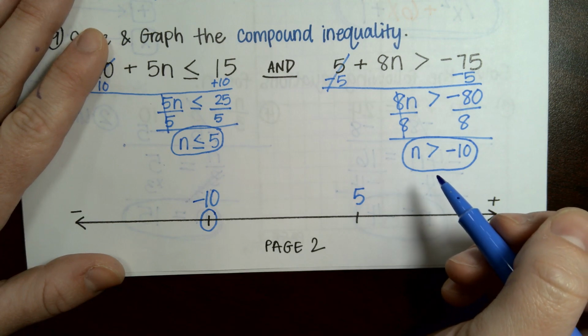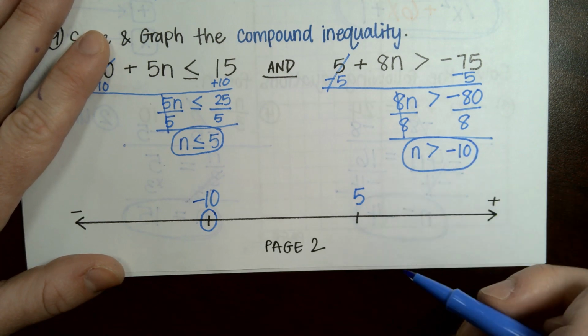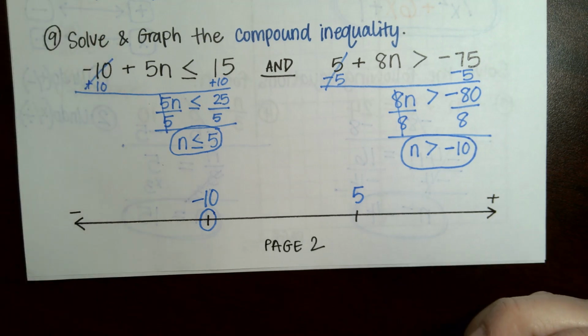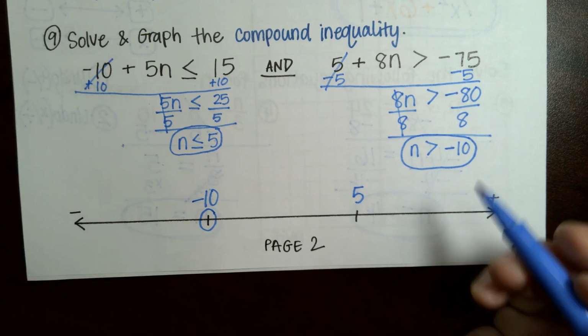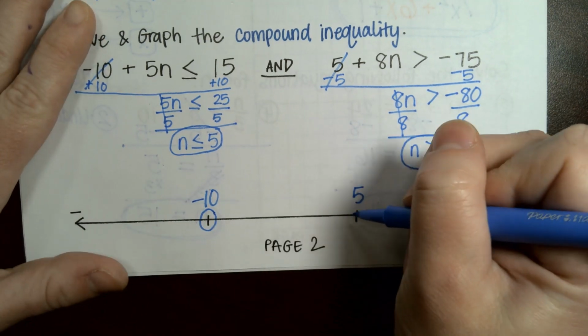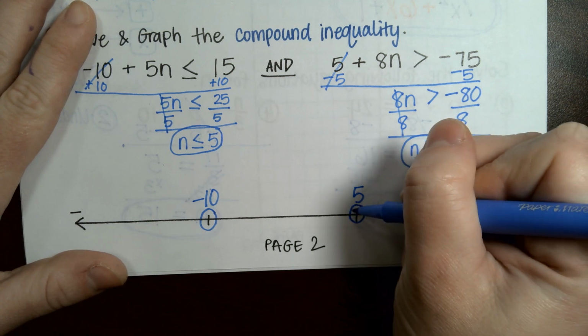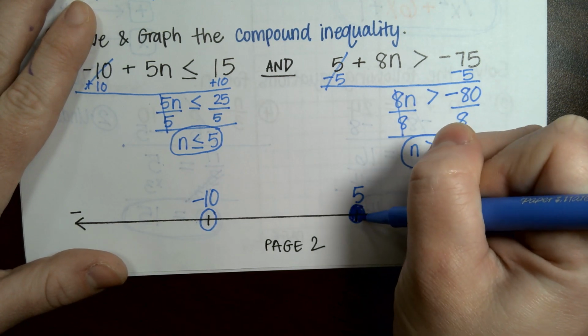It's greater than and not equal. Yeah, it's just greater than. It is not equal to negative 10, so we don't include it. And 5, is that open or closed? Why? Because it's equal to, so we include it.